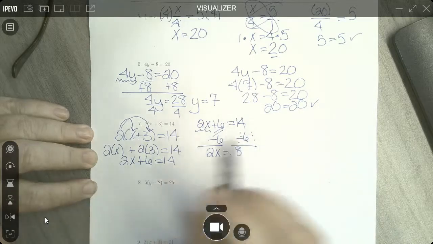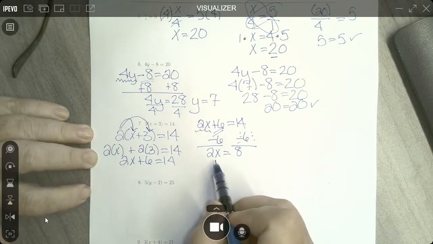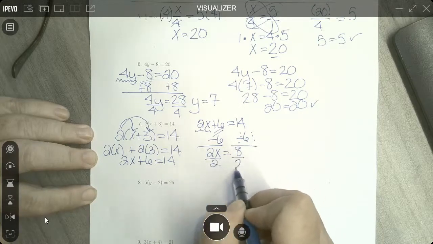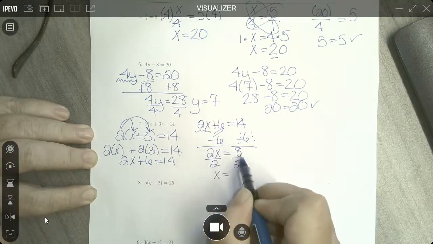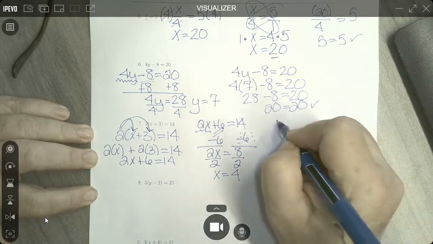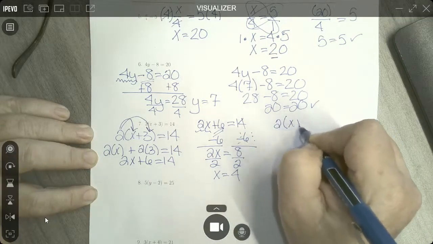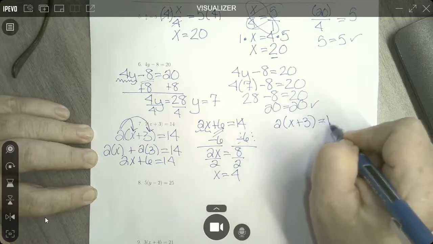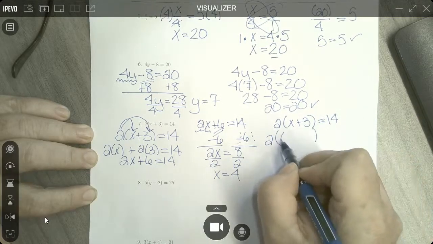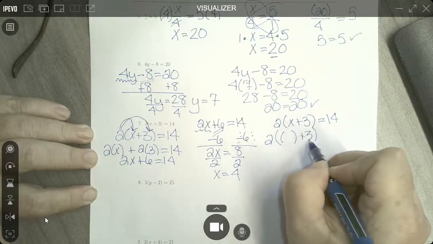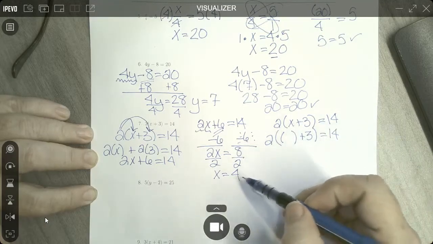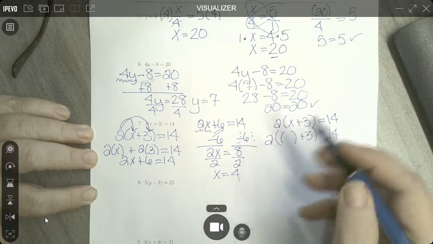We are correct. Now I want to get x by itself. The opposite of multiplying is dividing. I'm going to divide by 2. And x equals 8 divided by 2 is 4. Now let's check it. So the first thing I'm going to do is I'm going to rewrite my equation. All right. Now what I'm going to do is I'm going to put a parentheses everywhere I have a variable. Now I think my answer is 4. Okay, so we're going to put 4 in here.